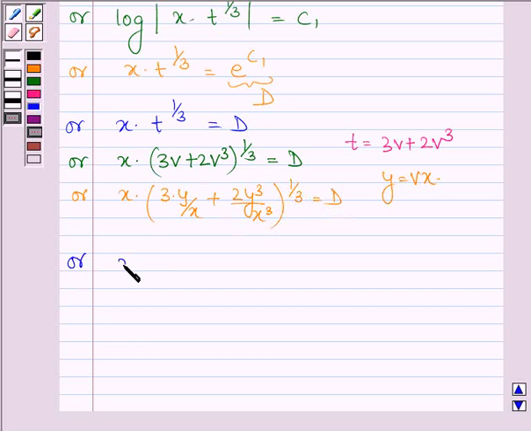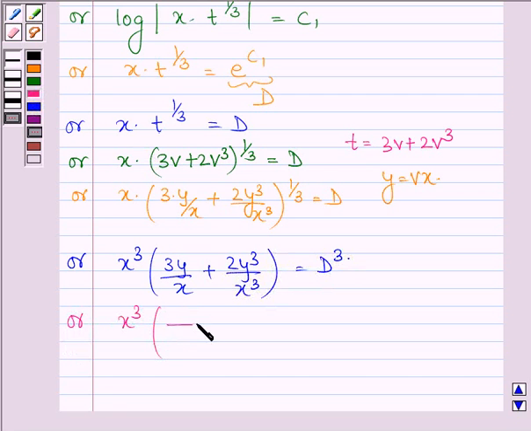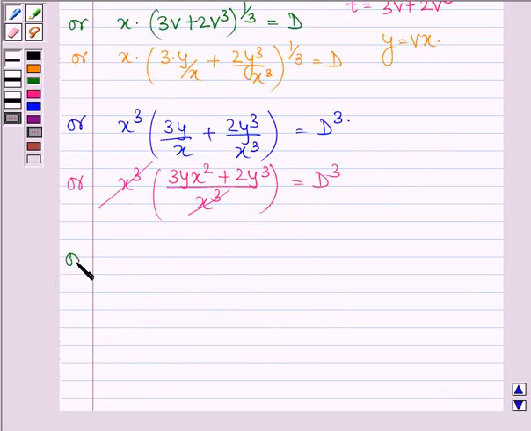Or cubing both the sides, we have x cube into (3 times y divided by x plus 2 times y cube divided by x cube) is equal to d cube, or x cube. Here let us take the LCM x cube. So we have 3 times y into x square plus 2y cube is equal to d cube. On further simplifying, we have 3y x square plus 2y cube is equal to, let us denote this d cube by some constant.